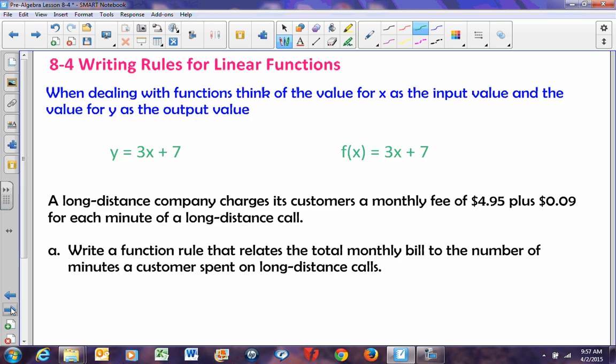When dealing with functions, think of the value for x as the input and the value for y as the output. Right? So we have the input and we have the output. The y becomes your output. The x is your input. And the entire thing is your function rule.